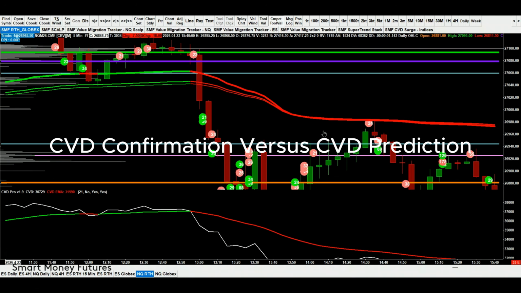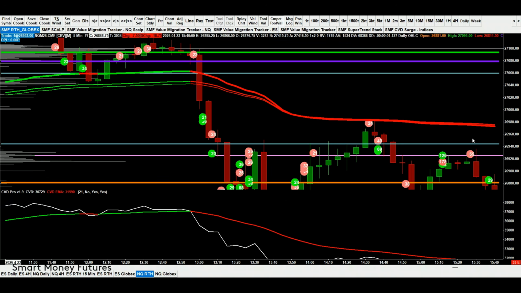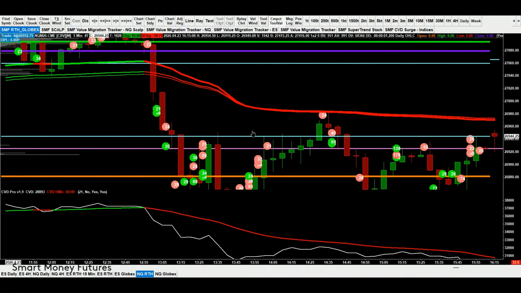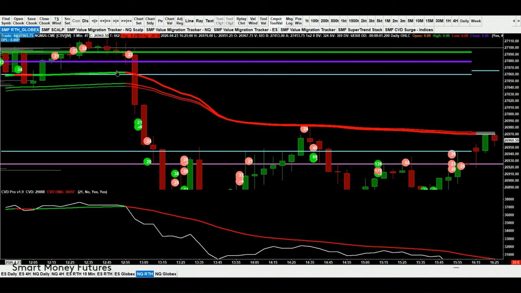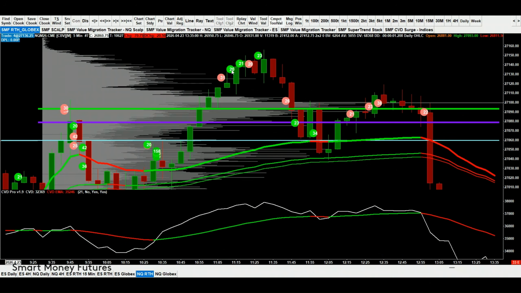Okay, so CVD confirmation versus CVD prediction. There is a major difference between using CVD for prediction and using it for confirmation. Prediction sounds like this: CVD is rising, so price should go up. Confirmation sounds like: price is testing above VAH. If buyers are truly in control, I want to see positive delta support acceptance above value, followed by a hold above the edge. That difference matters.